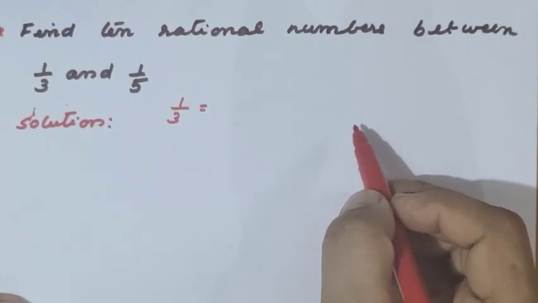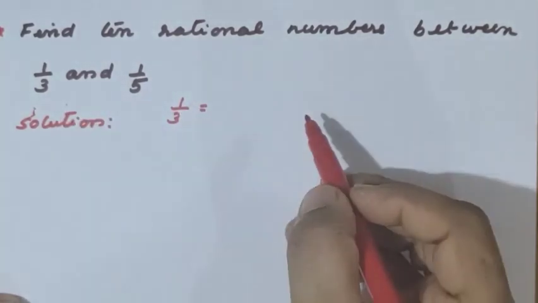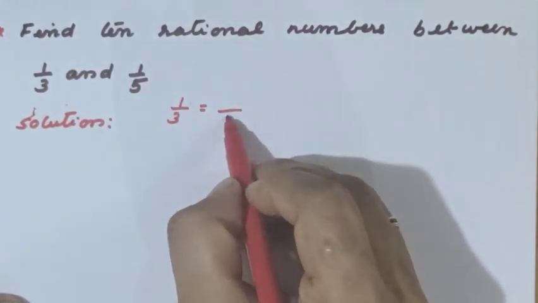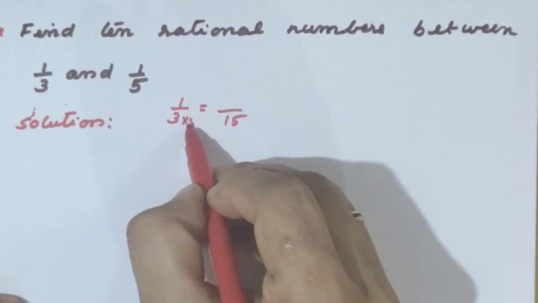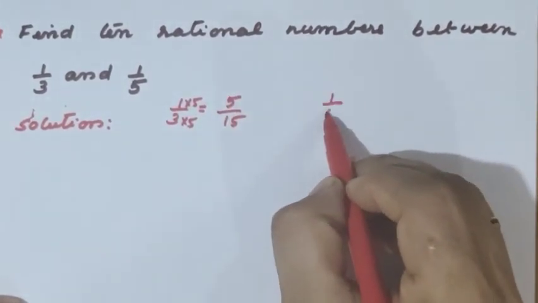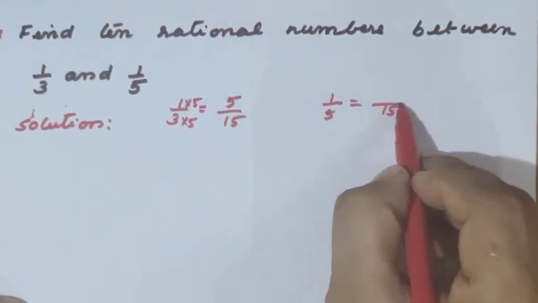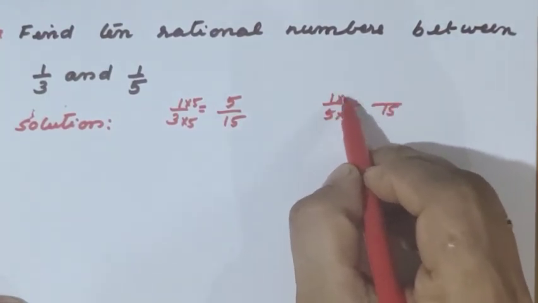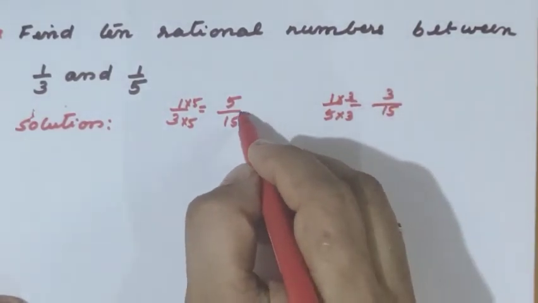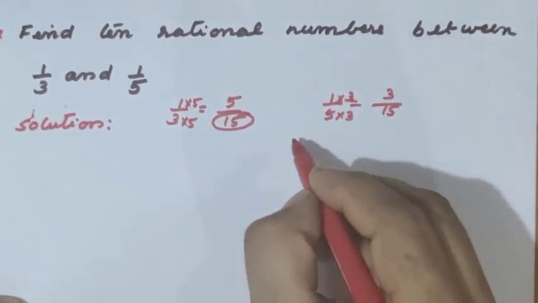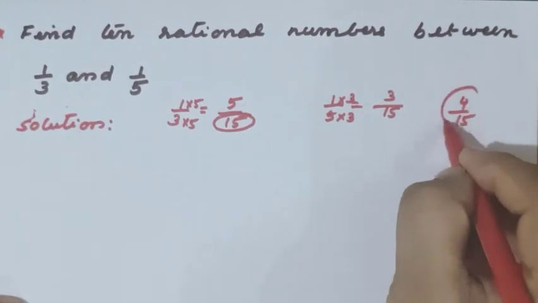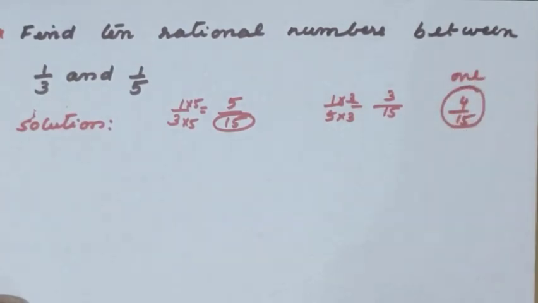That time we should go for the LCM method. LCM is 15 here. So first I'll try for 15. Here it is 15, so we should multiply with 5, so 5 by 15. Now 1 by 5 means it is 15 here, so we have to multiply by 3. So 3 by 15. If we consider 15 as the denominator, we are able to find only one, that is 4 by 15. Right? Only one we are able to find.